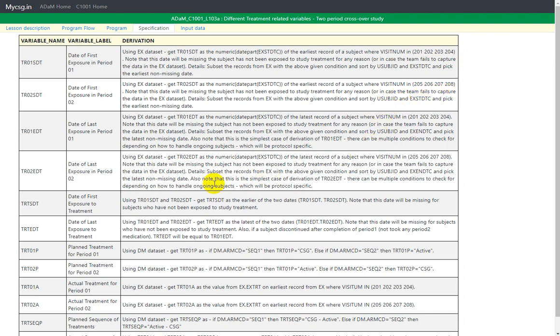So let us take a look at the derivation logic for TR02EDT. Again, it says using the exposure dataset, get TR02EDT as the numeric of the date part of EXSTDTC of the latest record of a subject where visit num is in 205 to 208. So for start date, we are using the earliest record. For end date, we are using the latest record for the visits corresponding to period 2.